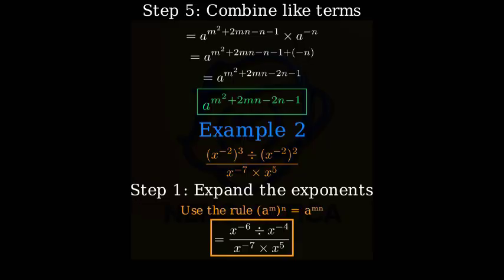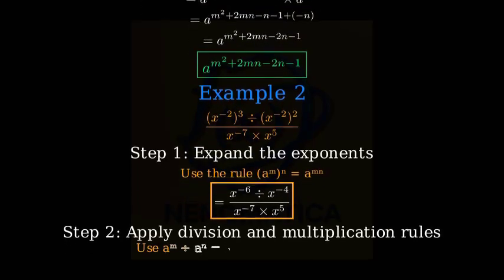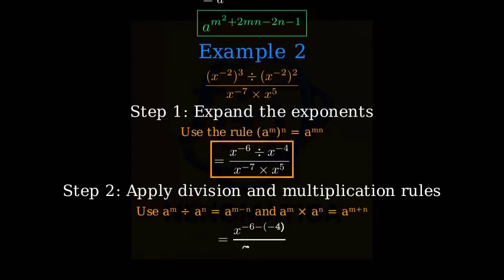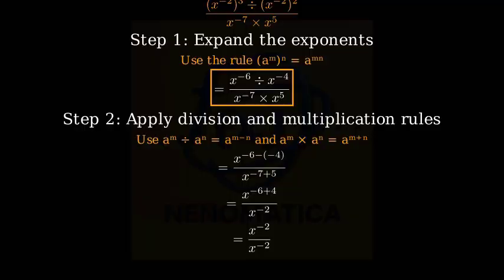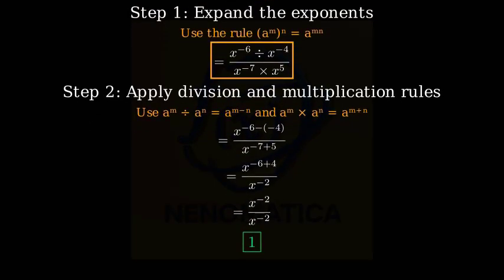Now, let's apply the division rule in the numerator and the multiplication rule in the denominator. In the numerator, we have x to the negative 6 divided by x to the negative 4. Using the division rule, we subtract the exponents, giving us x to the -6 minus -4, which is x to the -2. In the denominator, we have x to the -7 multiplied by x to the 5th power. Using the multiplication rule, we add the exponents, giving us x to the -7 plus 5, which is x to the -2. So, we have x to the -2 divided by x to the -2, which equals 1.